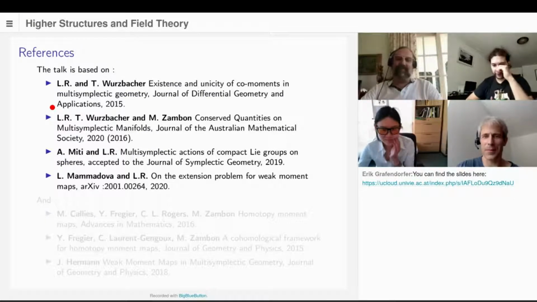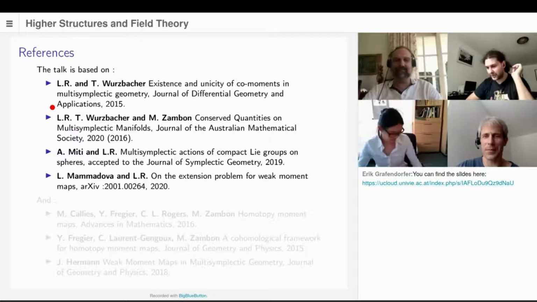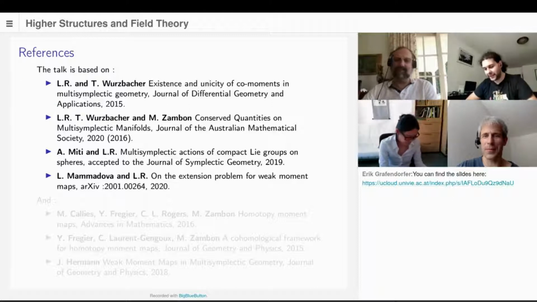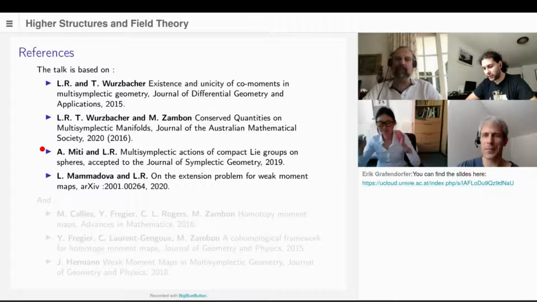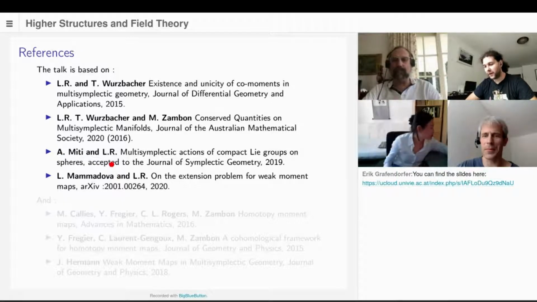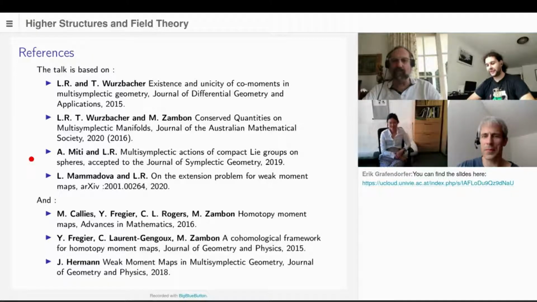So four works in which I was involved: the first and second with my thesis supervisor Tilman Wurzbacher, and later with Marco Zambon, and two much more recent works with Antonio Mitti and Leili Mamadova, also from Leuven, like Marco Zambon. And I should note the core related literature.